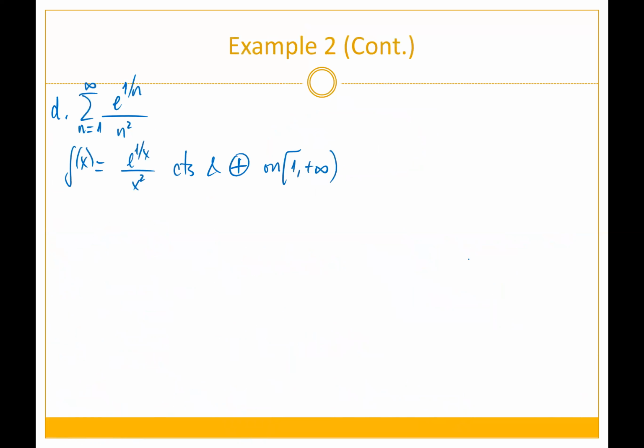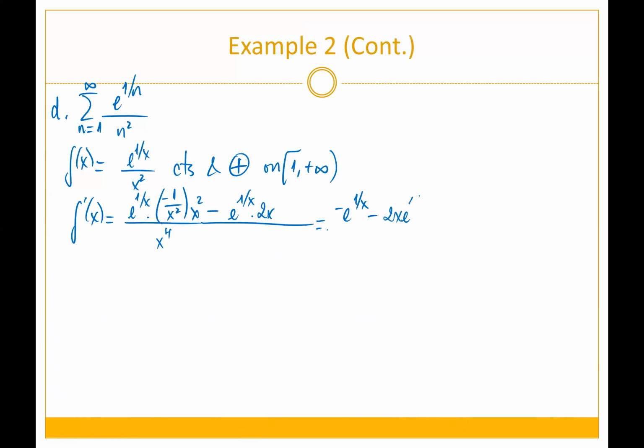Now we need to check if it's decreasing. So you take f prime of x, which is x to the 4th times e^(1/x) times -1 over x squared, minus e^(1/x) times 2x, all over x to the 4th. This one is now equal to -1 times e^(1/x) times (1 plus 2x) over x to the 4th.